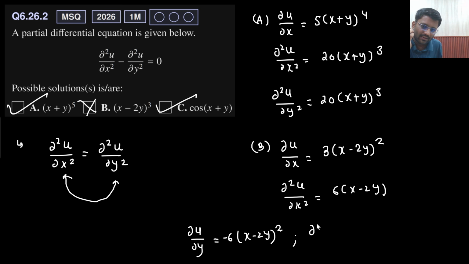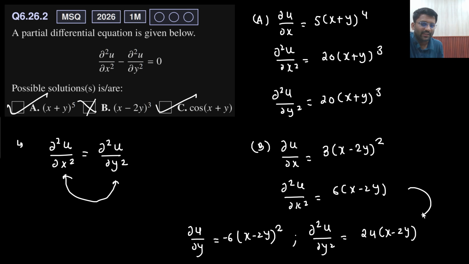Then del square u by del y square. What will happen is that this 2 will come outside, so you will get minus 12. Then another minus 2 will come outside, so it will become 24 times x minus 2y. Okay. So this is the answer that you will be getting. Understandable?